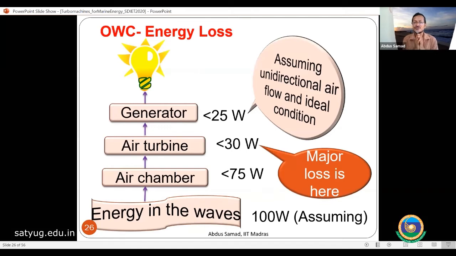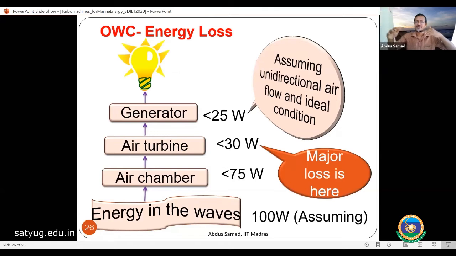Energy in the wave: if we have a significant wave height and we calculate, say, assume 100 watt of power is there in the wave, how much power can we get? In the air chamber, when the wave is coming in and out, there will be losses. So you'll get 75 watt, say 25% loss will be there, an approximate thumb rule. Then the air turbine. Air will be running the turbine, and the air turbine will have 40% or lower efficiency, or it will give 40% power or less.